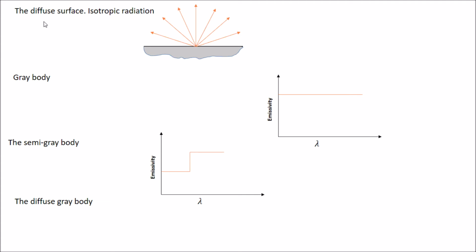If we have a diffuse surface, diffuse surface means that the radiation in all directions is the same. If you put your hands here, you feel the same radiation, and if you put your hands there, you will feel the same radiation. In other words, radiation is independent of the direction, and therefore it is called isotropic radiation. Another body is called the gray body. We know the black body, and now there is the gray body. The gray body is one where the emissivity is independent of the lambda. Whatever lambda is, the emissivity is constant.